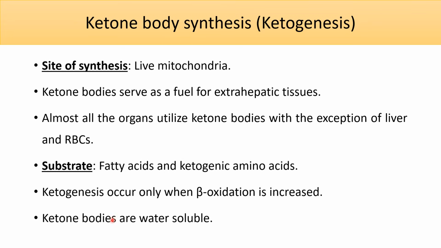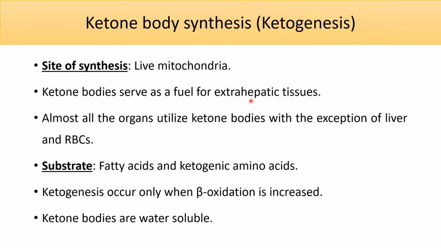There are 3 ketone bodies: acetone, acetoacetate, and beta hydroxybutyrate. These 3 ketone bodies are water soluble. So once the ketone body is produced in the liver, it does not need any transport medium. Even though it is a derived lipid, it does not need any transport medium like protein, as other lipids do. It is free and water soluble, so it can freely dissolve in the blood and get transported to different extrahepatic tissues including the brain, and there it will get utilized.